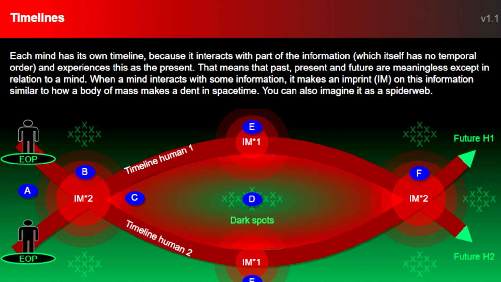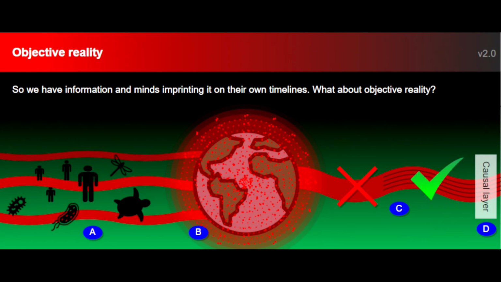There are dark spots where little or no imprint has been made. Objective reality. So we have information and minds imprinting it on their own timelines. What about objective reality? A.